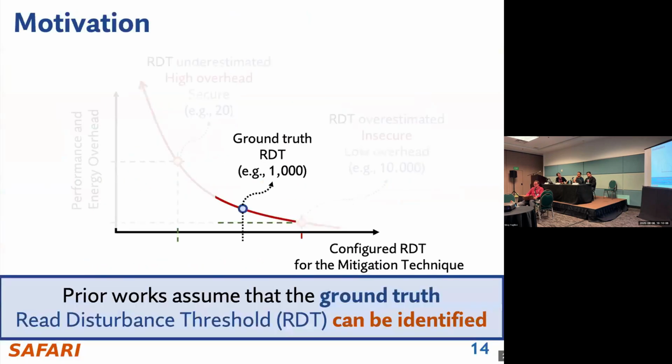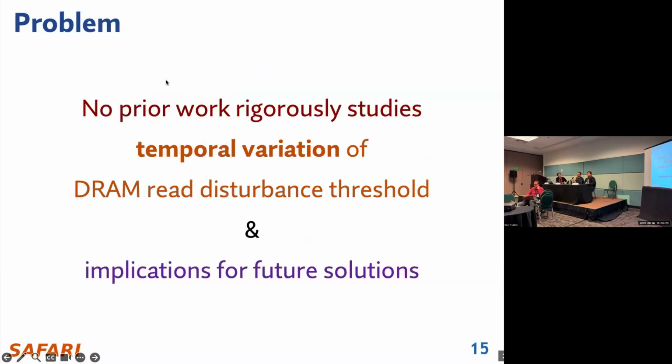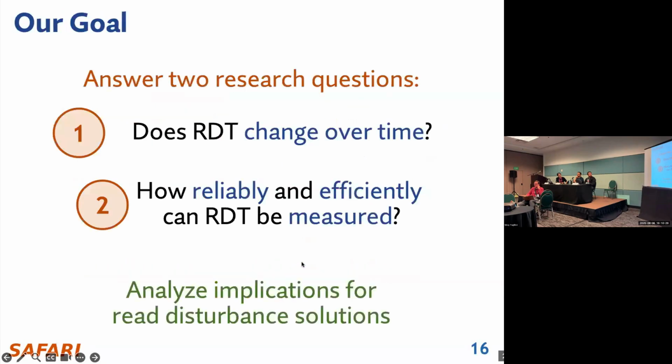So prior works assume that ground truth can be identified. This actually applies to PRAC also. The PRAC solution that was in industry requires you to identify the ground truth nicely. Again, if you don't identify it well, you may be insecure. If you underestimate it, you may have high performance overhead. So no prior work rigorously studies the temporal variation of DRAM read disturbance threshold and implications for future solutions. That's what we want to study.